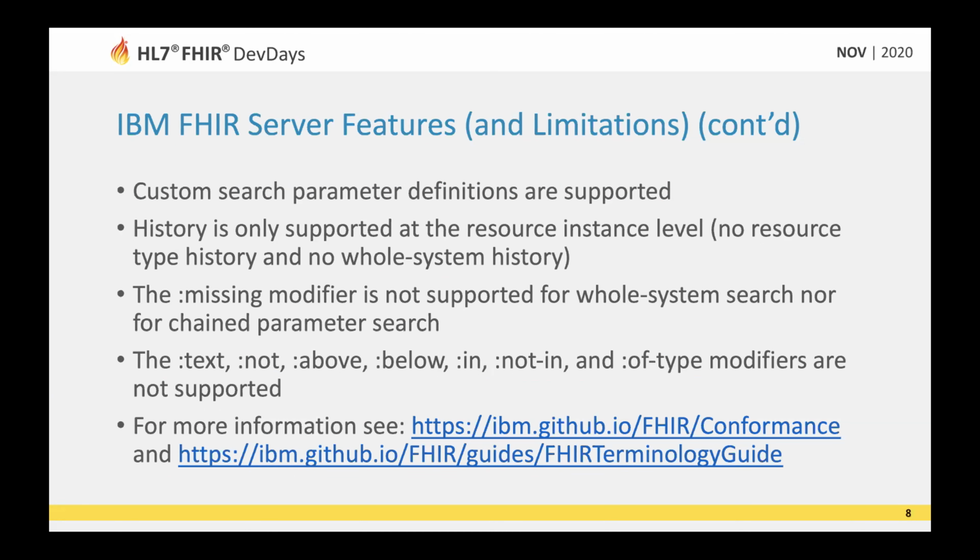We support history, but it's only supported at the resource instance level, so we don't have resource type history or whole system history. For the missing modifier within search, it's not supported for whole system search or for chain parameter search. And then there are a number of search modifiers that we don't support today. A lot of these are in our backlog as things that we will support in the future, but based on our current version, we don't support these.